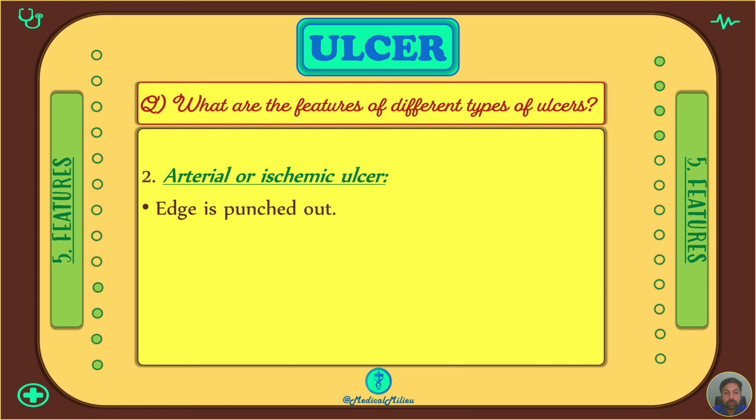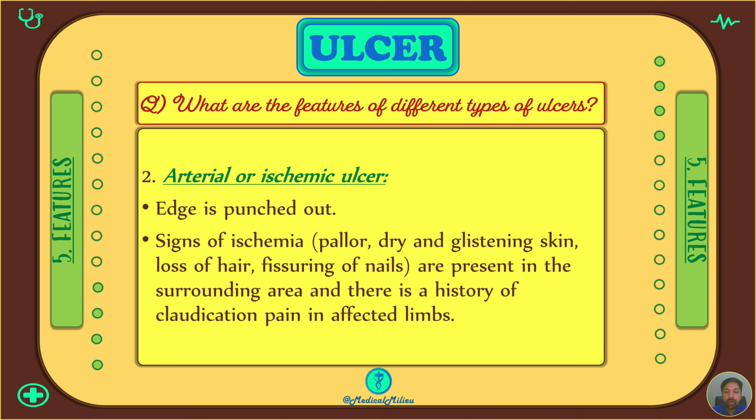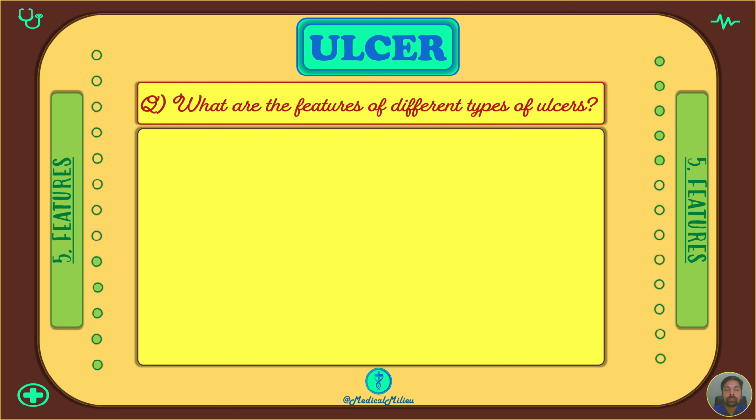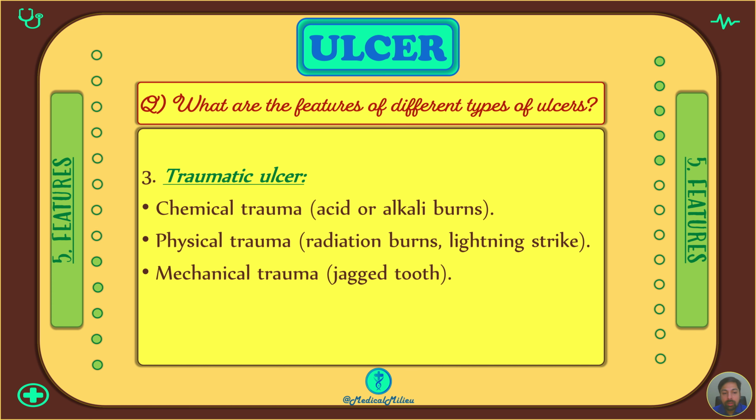The edge is usually punched out, and signs of ischemia like pallor, dry and glistening skin, loss of hair, fissuring of nails are present in the surrounding area, and there is a history of claudication pain in the affected limbs. Traumatic ulcers can be caused because of chemical trauma like acid or alkali burns, physical trauma like radiation burns or lightning strike, or they can be caused by mechanical trauma like that of a jagged tooth.